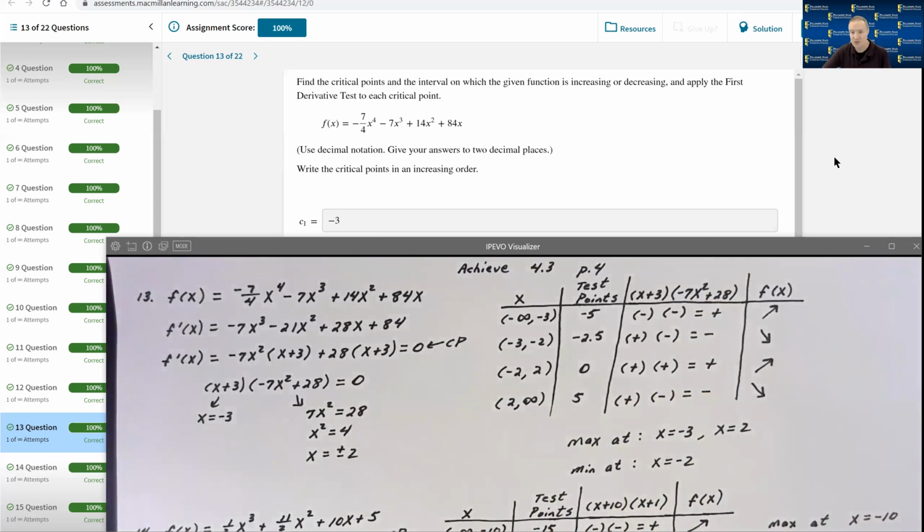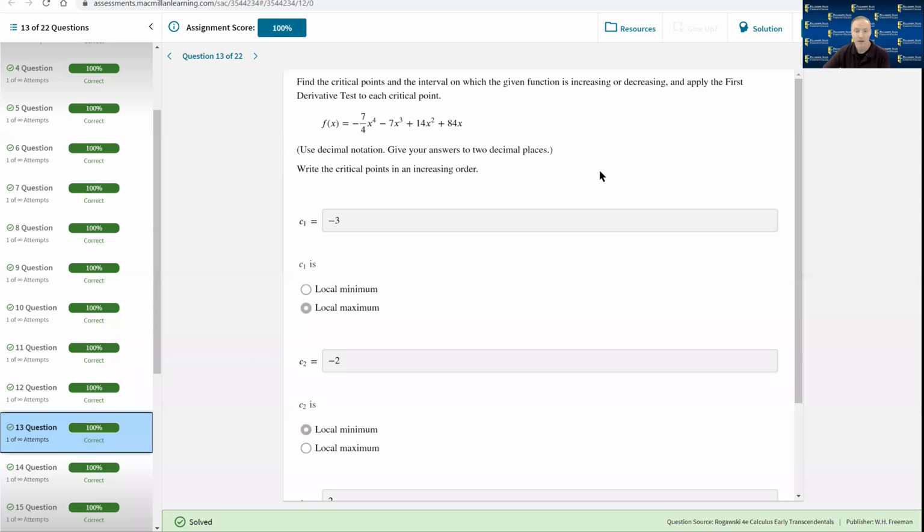Now, the question they asked here says, write the critical points in increasing order. Unlike other problems where it wanted you to label the critical points all one right after another, this is wanting you to label them one at a time.